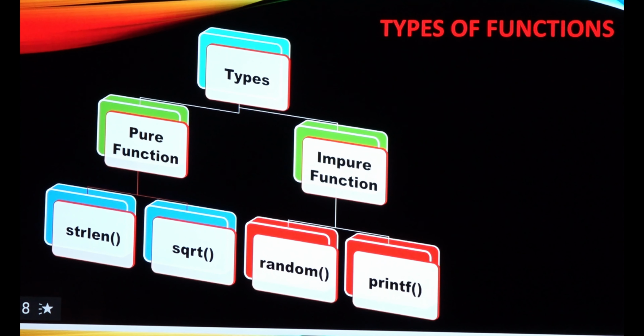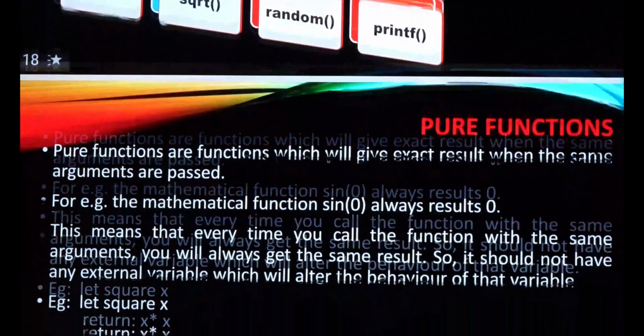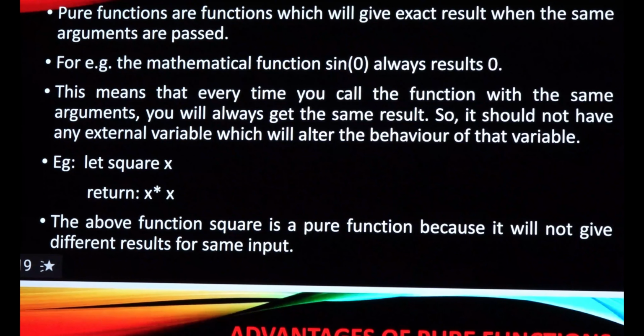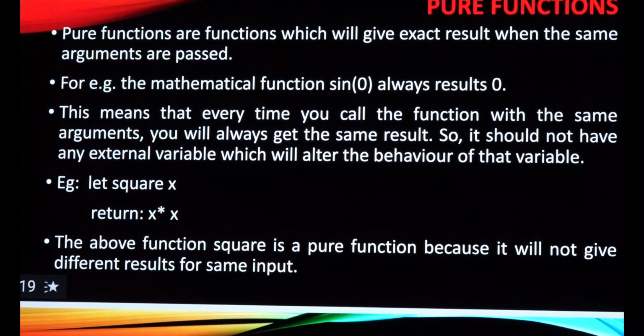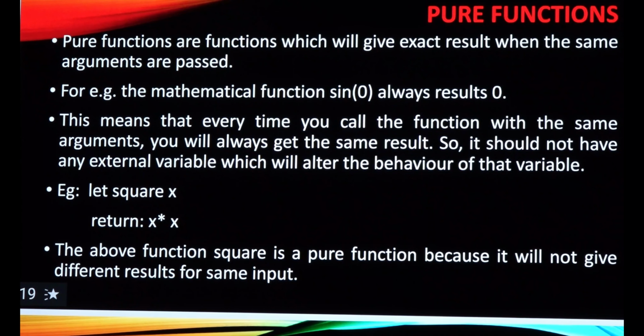Looking at the types: pure and impure functions. Pure functions are string length and square root, but impure functions are random and printf. Now we will see pure functions. Pure functions are functions which will give the exact same result when the same arguments are passed.